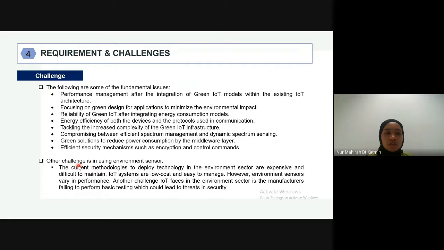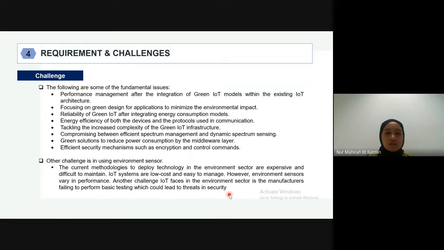The other challenge is using the environment sensor. One of them is that the current methodologies used to deploy technology in the environment sector are very expensive and difficult to maintain. The IoT system, even though low cost and easy to manage, has environment sensors that vary in performance. Another challenge IoT is facing in the environment sector is that manufacturers fail to perform basic testing, which could lead to threats in security. That was the challenge and also the requirement.